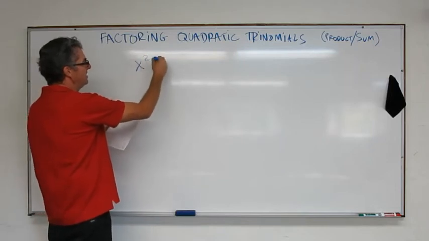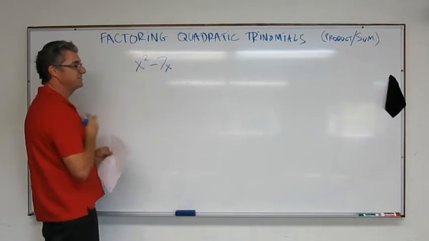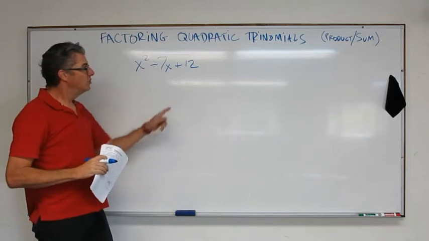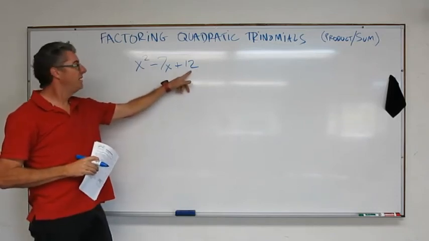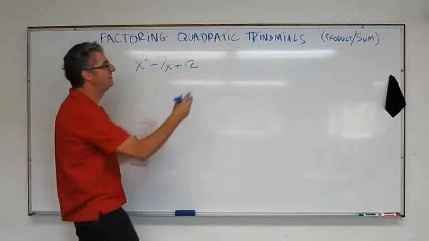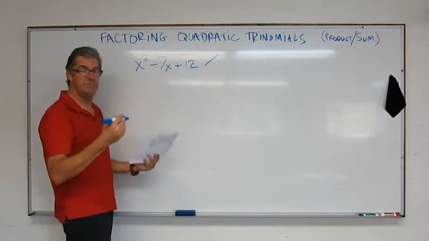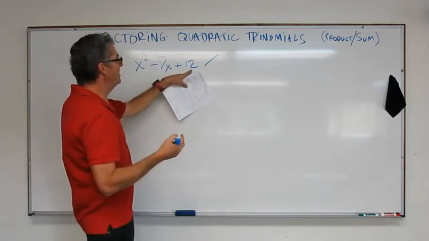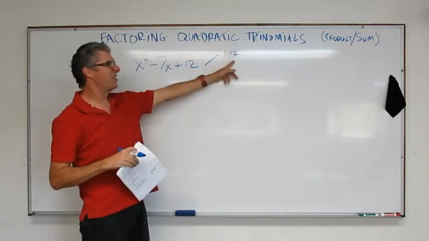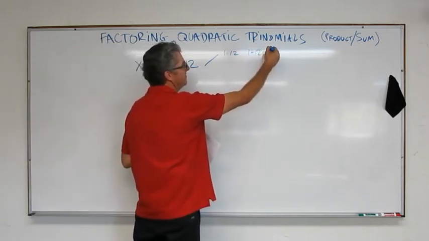X squared minus 7x plus 12. Okay, so remember the technique. Two numbers that multiply to 12 but add to negative 7. So let's break down 12. I'm just going to do this a little less formally off here. If you like that table we did in the last one, you can use that. So the first way to multiply to 12 might be 1 times 12. But when you add those together, you're going to get 13. So it's 1 plus 12 equals 13.